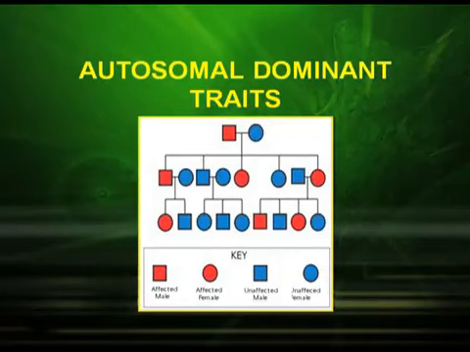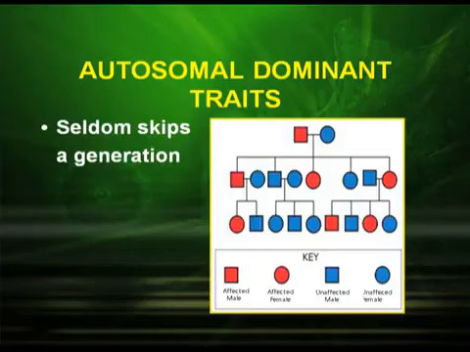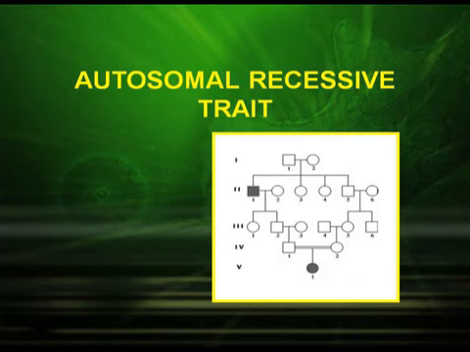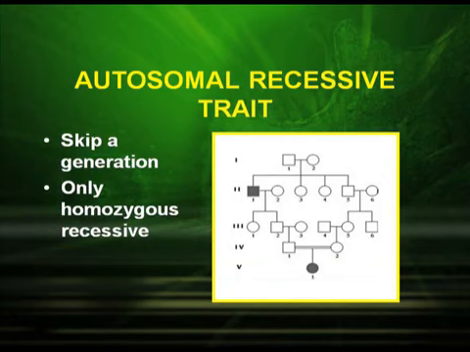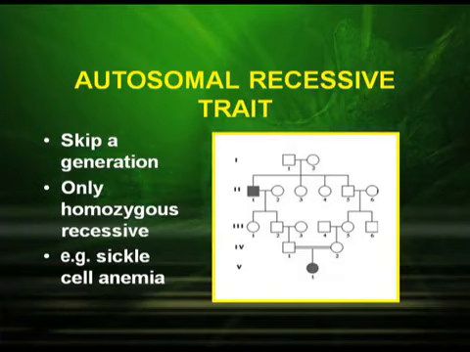Now, the following chart shows the autosomal dominant. A very important question again is how to differentiate whether it is autosomal or sex-linked. The first important point you have to remember is that in the case of an autosomal dominant trait, it seldom skips a generation. That means the trait appears in every generation. In case of an autosomal recessive trait, it skips a generation. Only homozygous recessive genes occur, and the example is sickle cell anemia.